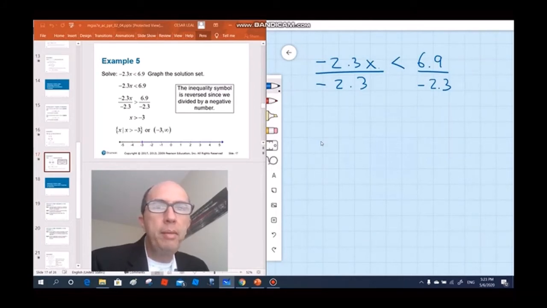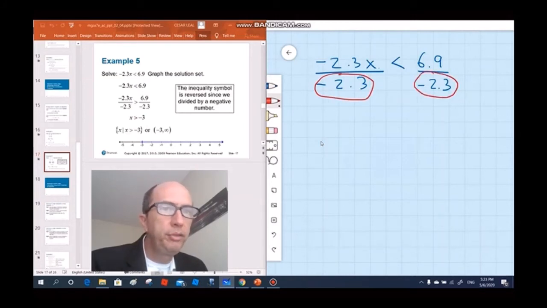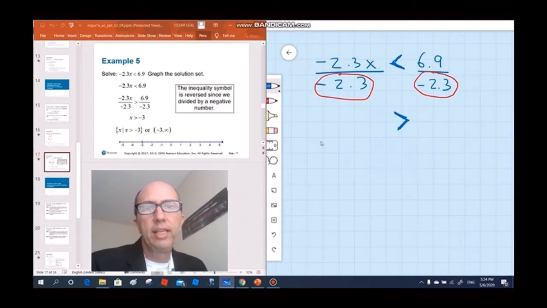And then, remember, you have a negative number. You are dividing, if you multiply or divide by a negative number, what do you have to do? You need to reverse, you need to shift the inequality. Now it's going to be like this. Okay? And negative 2.3 divided by negative 2.3 is x. It's going to be x. And 6.9 divided by negative 2.3 is negative 3.